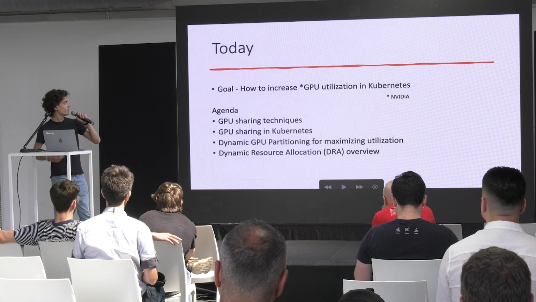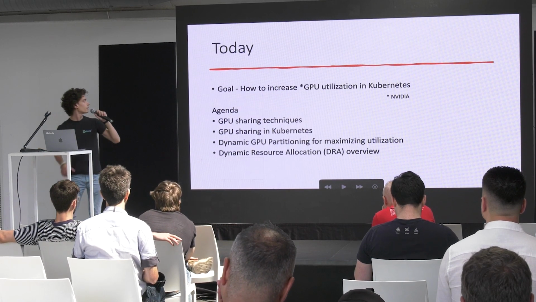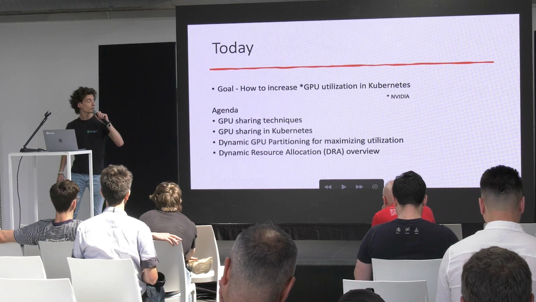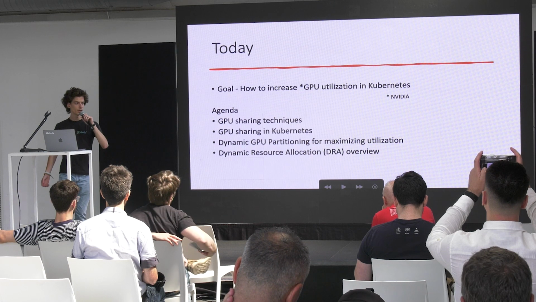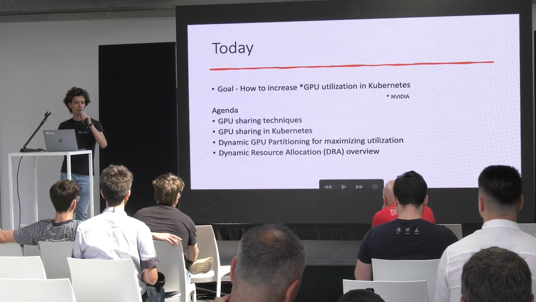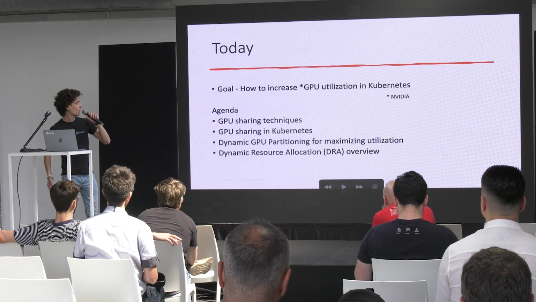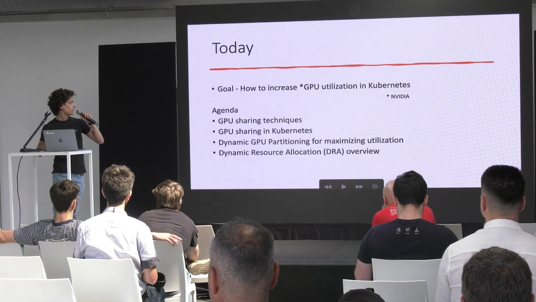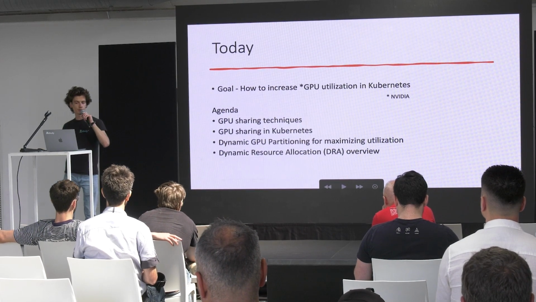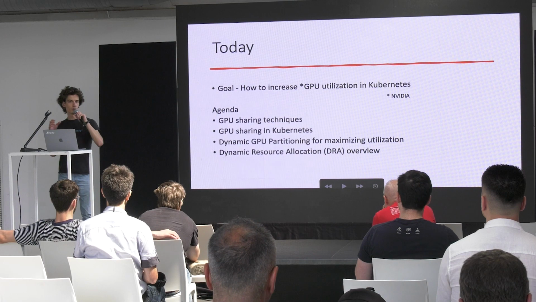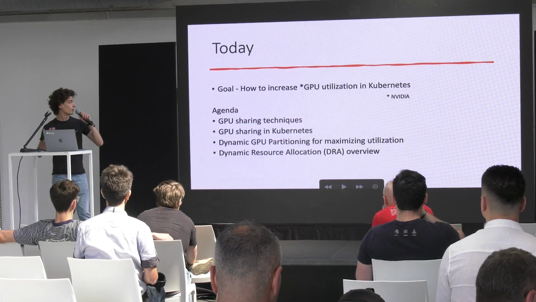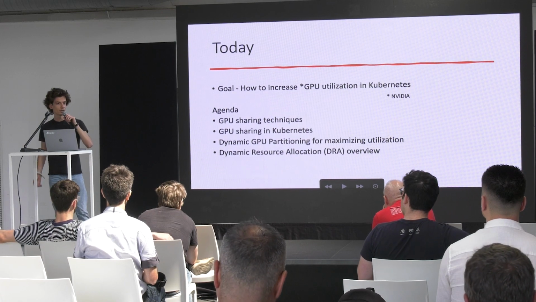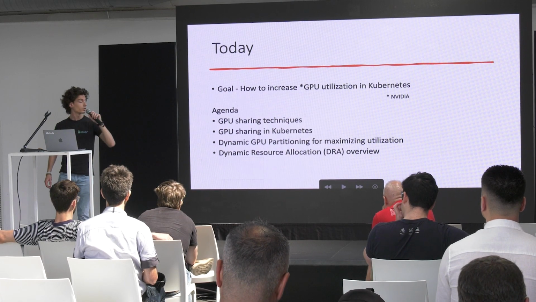So, speaking of infrastructure cost, the goal of today's presentation is to learn more about how we can increase GPU utilization in Kubernetes so that we can bring down our infrastructure cost. We will start by seeing the different GPU sharing techniques that are available for NVIDIA GPUs, and we will focus only on NVIDIA GPUs because they're basically the industry standard in the artificial intelligence ecosystem.